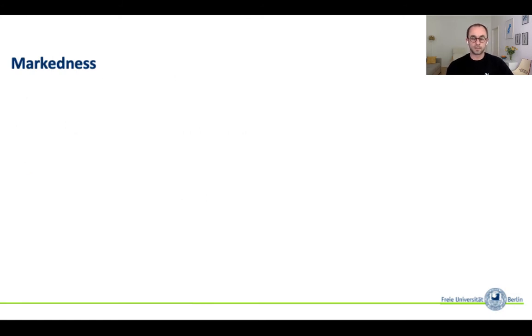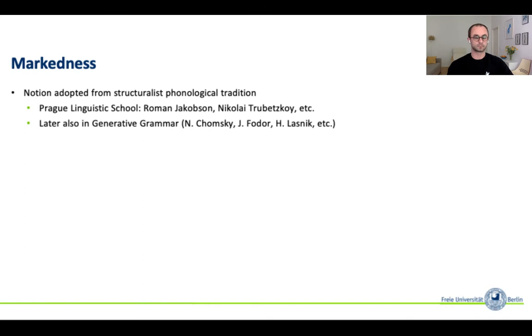This brings us to the concept of markedness. Right? So markedness, for those of you familiar with that, is a term introduced in the structuralist phonological tradition of the Prague linguistic school, people like Roman Jakobson, Nikolai Trubetskoy, and so forth. And it was also later adopted in generative grammar by Noam Chomsky and others. Markedness is used to describe a special type of semantic contrast.